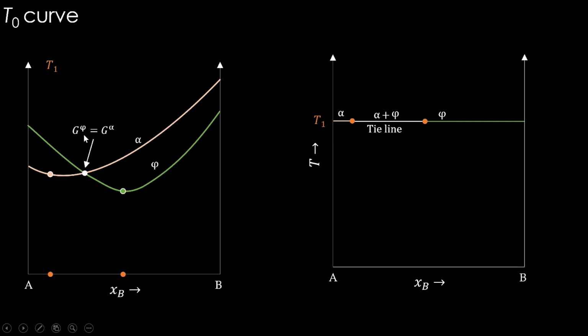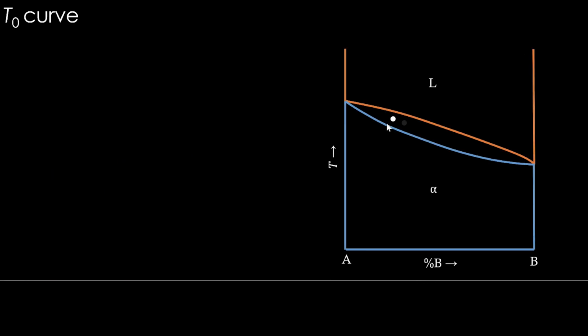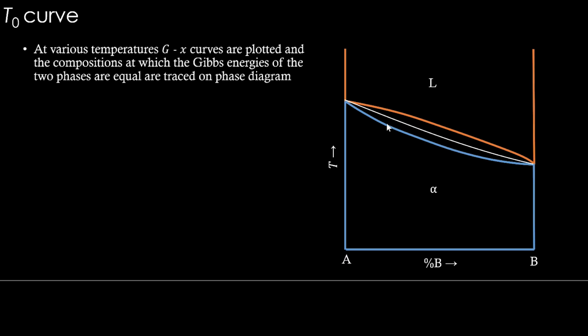This is where the Gibbs energy of phi and the Gibbs energy of alpha are equal, right? Both phases have the same Gibbs energy here where they intersect. What about this composition? Take this composition and put it in the phase diagram against this temperature. Okay, it is somewhere in the middle of the alpha and phi composition points. The same thing if we repeat at multiple temperatures, we will get dots like this. If you join all of them, what you get is a T naught curve.